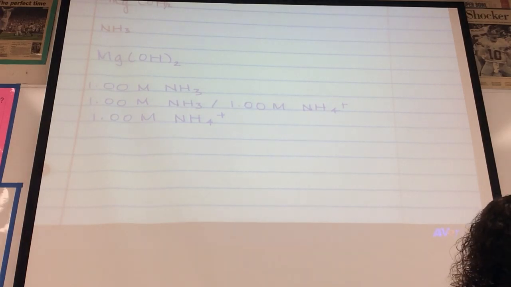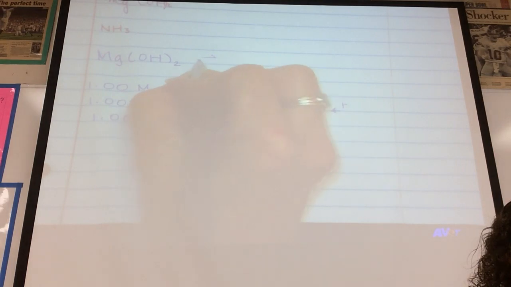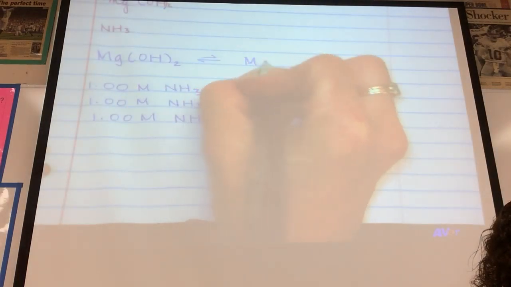If we're trying to figure out which causes increased solubility of the magnesium hydroxide, we will need a solubility equation, correct? Makes it easier.